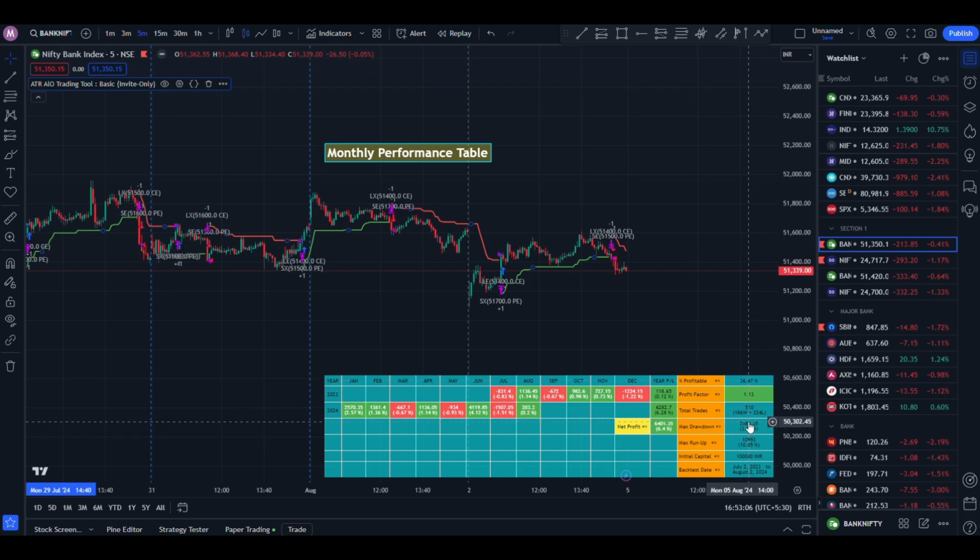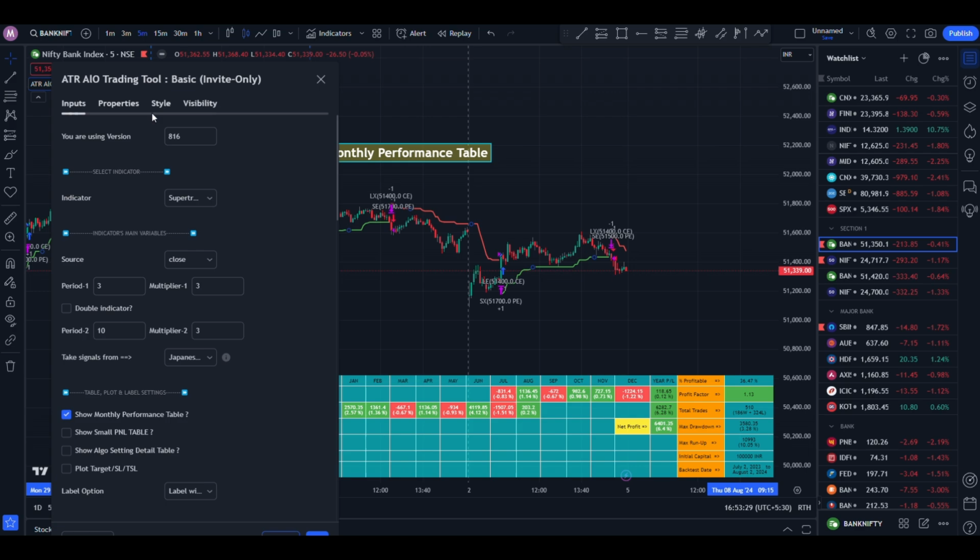This is the max drawdown. Drawdown is the continuous loss during the entire period of time. Max run up is the continuous profit at a time. And this is the initial capital. Initial capital you can set from the settings in the properties tab.